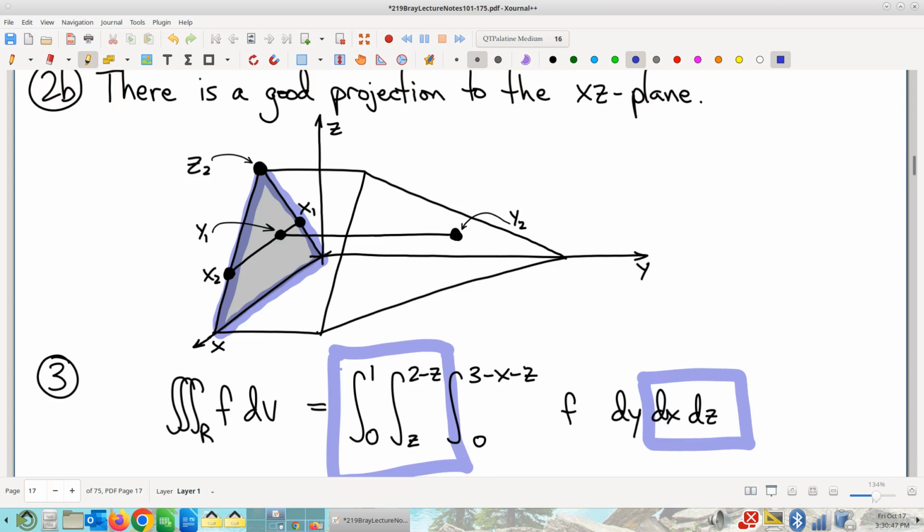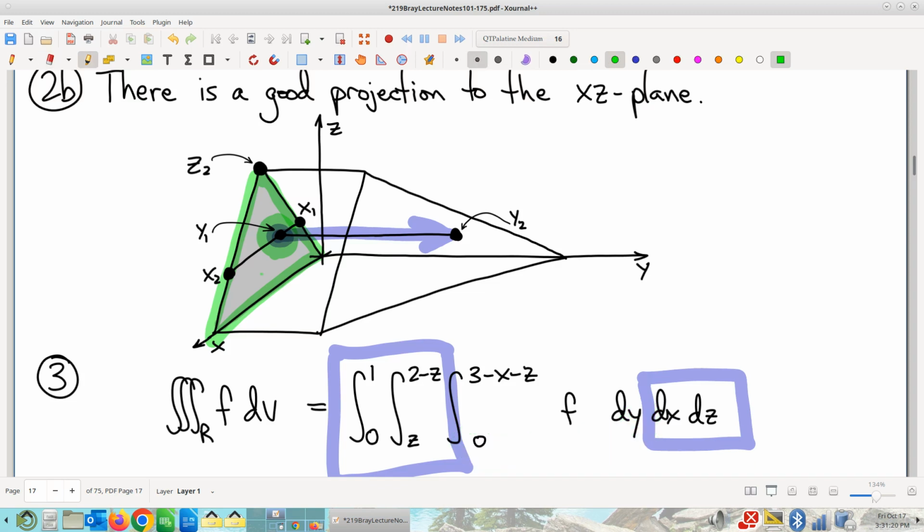Okay, and then we're going to look at a particular point in my footprint, in my shadow, and think about, for those values of x and z, where does y start and where does y end? Well, y starts at that point, which is on this face, on which it's clear that y is 0. So our lower bound for y is 0.